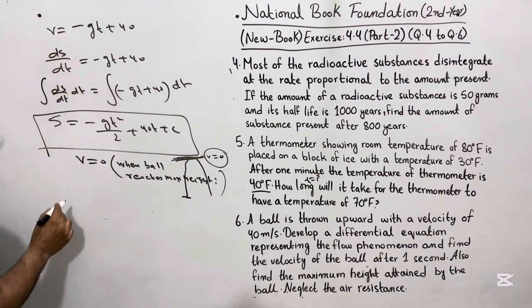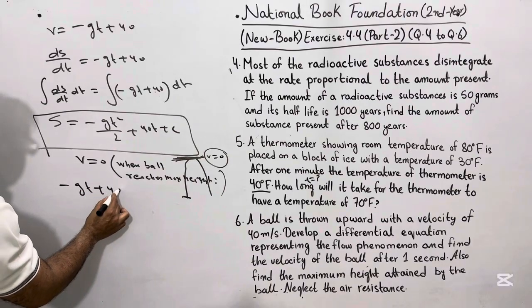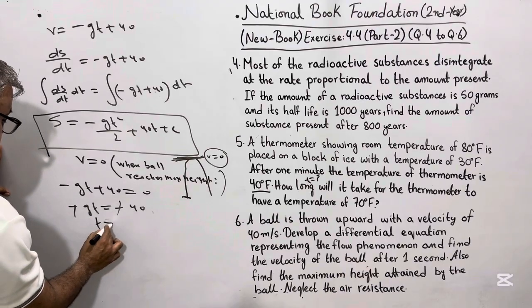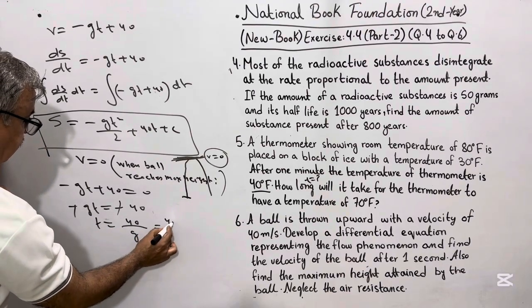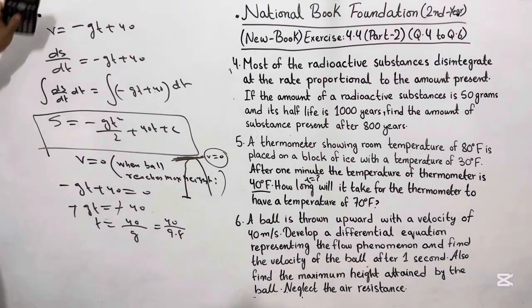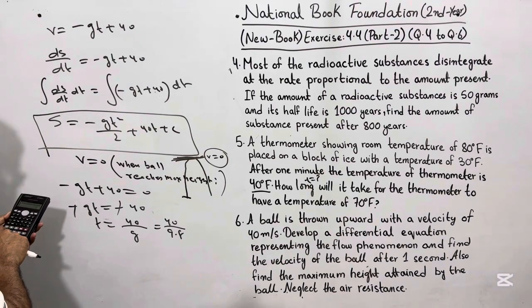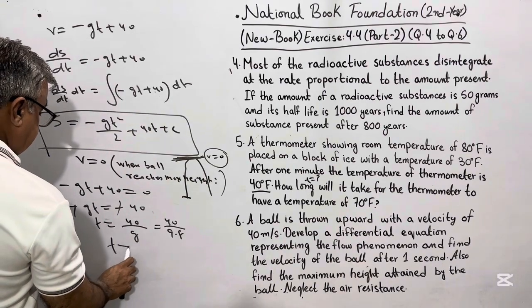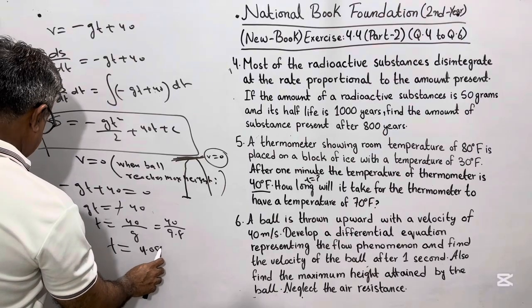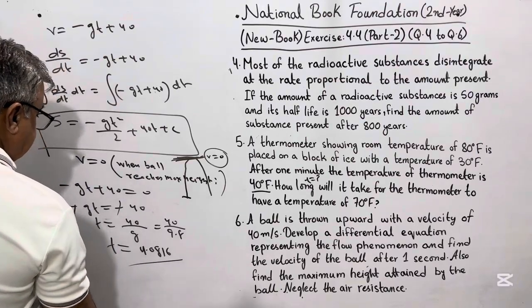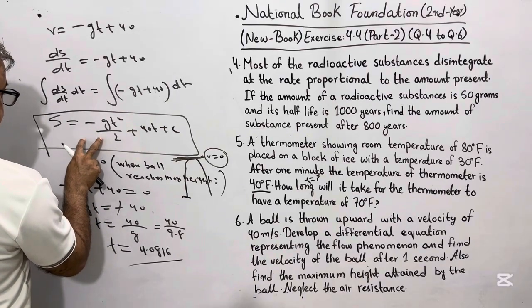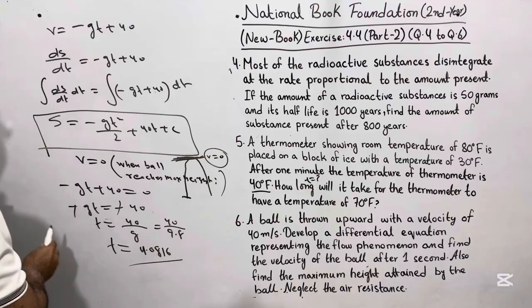Velocity 0 means minus gt plus 40 is equal to 0, or minus gt is equal to minus 40. Minus cancels, t is 40 divided by g, or 40 divided by 9.8. I am taking gravity as 9.8. Time is 4.0816, almost 4 seconds, when it reaches maximum height. Put the value of g here, put the value of t here, ignoring the constant.